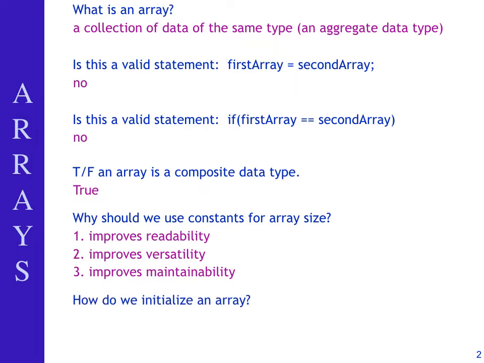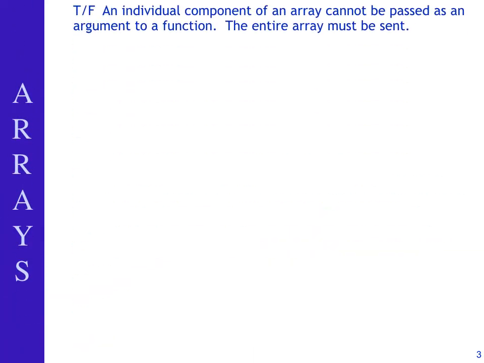How do we initialize the array? There are two options that we reviewed. The first one is in the declaration, use the curly brackets and list all the values there. Or, of course, we can use a for loop to traverse the array and initialize all the values. True or false? An individual component in an array cannot be passed as an argument of a function. We have to pass the entire array. Now that's false. We can always access one of the elements using the index and pass that to a function.